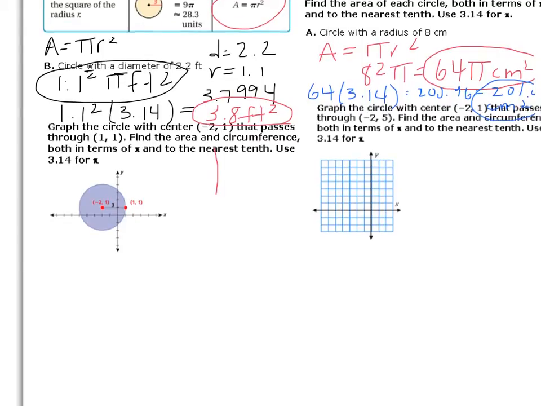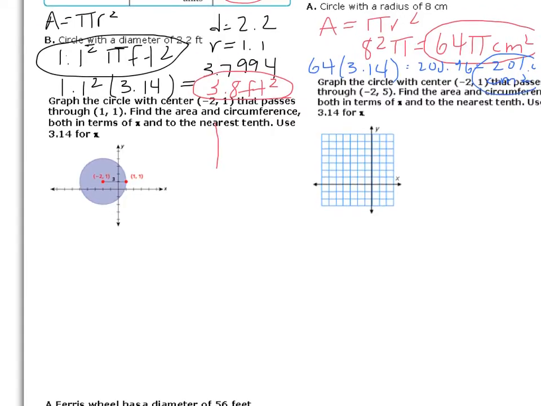And it says, graph a circle with the center at -2, 1. So you're going to put a dot at -2, 1. And then it says it goes through 1, 1. Okay, so this is your radius, and then you can go over 3 spaces, up 3 spaces to get another radius, and across 3 spaces to get another radius, and down 3 spaces to get another radius, and then you make your entire circle.